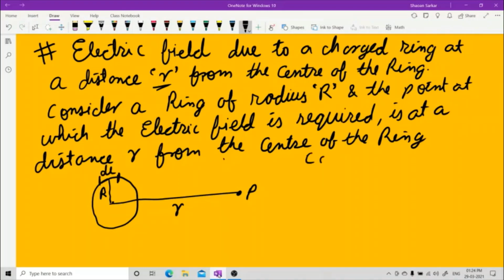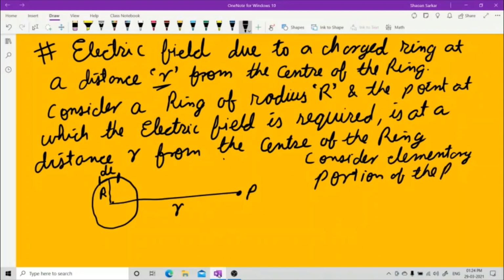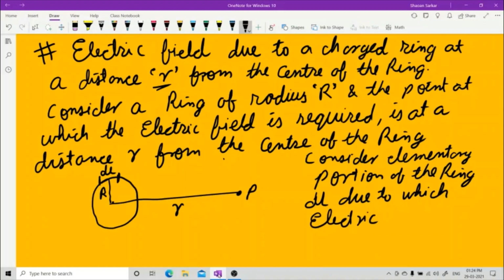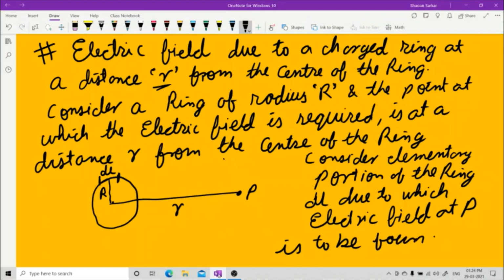Consider an elementary portion of the ring, dl, due to which the electric field at point P is to be found. Now see the thing, what I want to tell you.